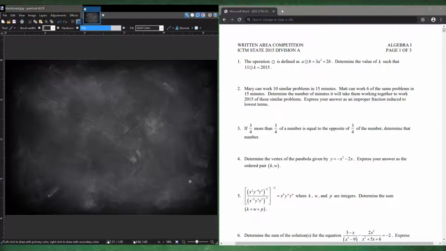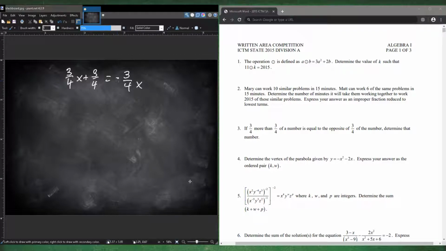Number 3, if 3/4 more than 3/4 of a number, so 3/4 of a number, right, and then 3/4 more than that is equal to the opposite of 3/4 of a number. So the opposite just means the negative. So then we need to determine the number. So we need to find x.